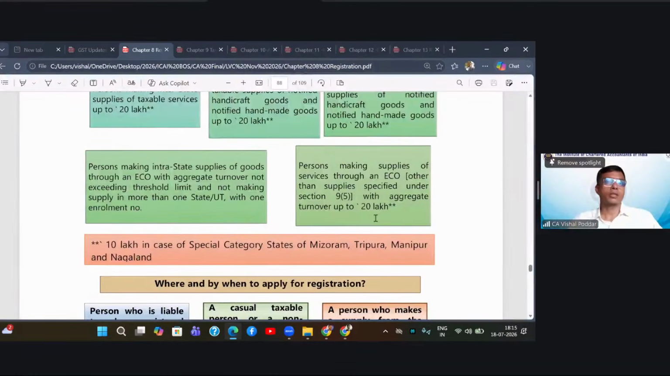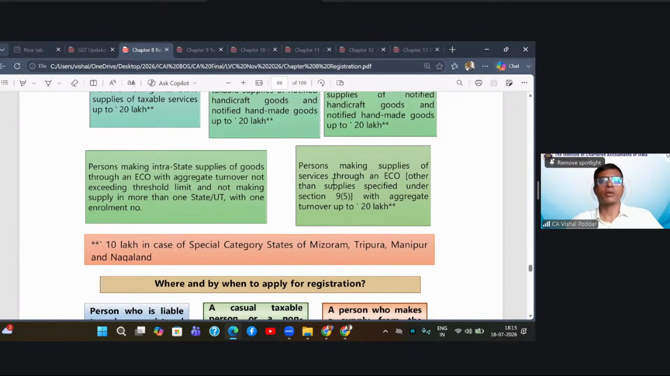So these are some specific exemptions given despite it being covered in 24, but there is a carve out to 24. Next, person making intrastate supply of goods through ECU. Again, it is a carve out from 24. So 24 required every supplier who is making supply through ECU to get registered. But in that, this carve out is if you are going to make only intrastate supply, that also of goods through ECU, and your aggregate turnover is not exceeding the threshold limit, you need not take registration.